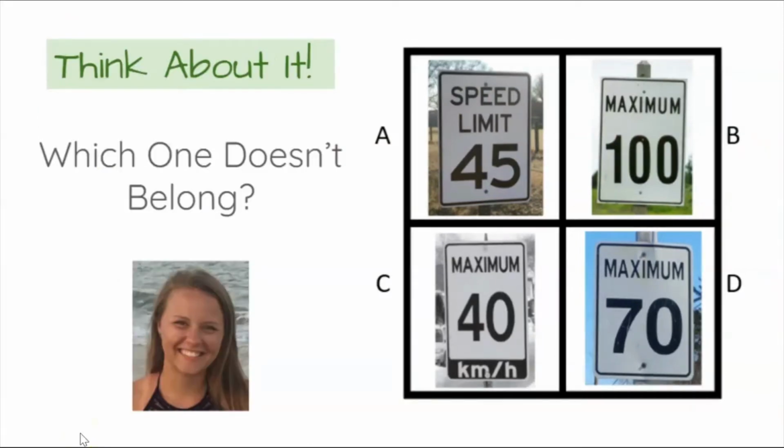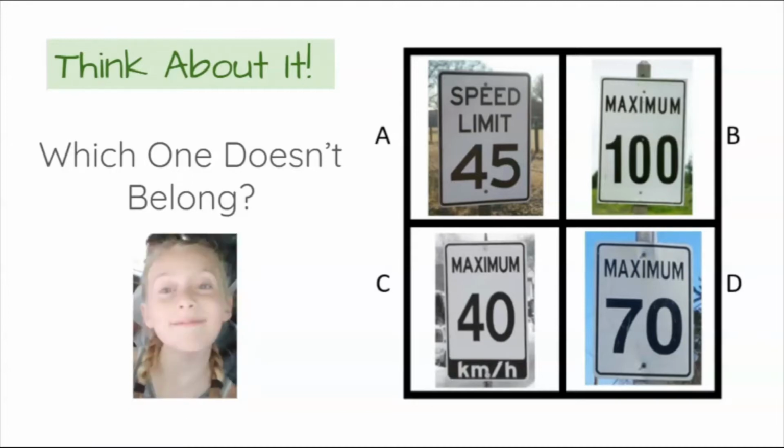Hi, Victoria. Hi. Which sign do you think doesn't belong? The speed limit 45. So letter A? Yeah. How come? Because it says speed limit while all the other ones say maximum. Also, all the other ones end in a 0 while this one ends in a 5. Oh, cool. Thanks, Victoria. You're welcome.